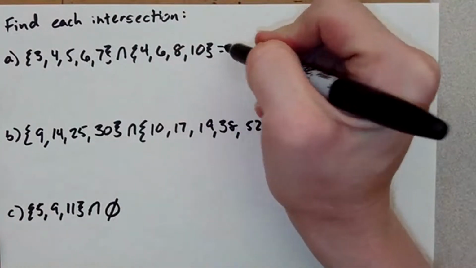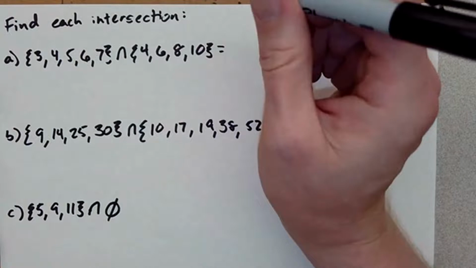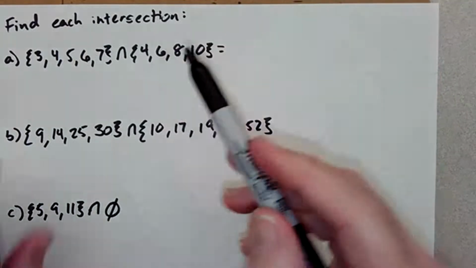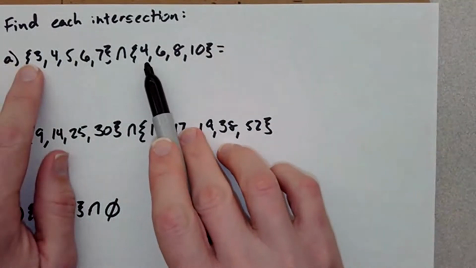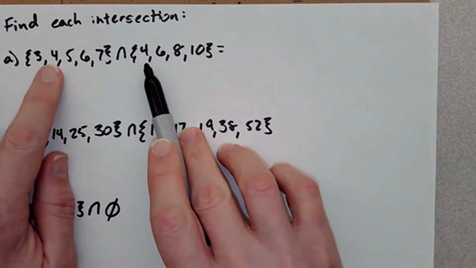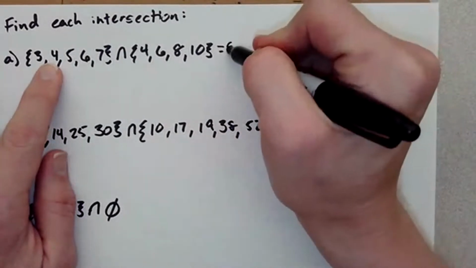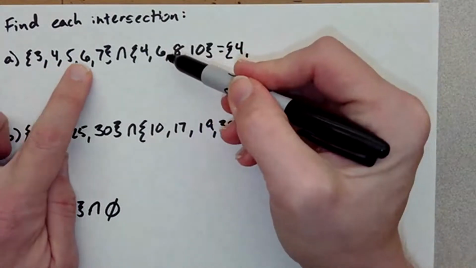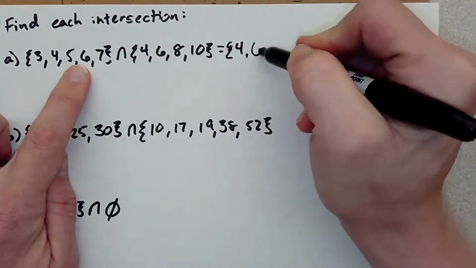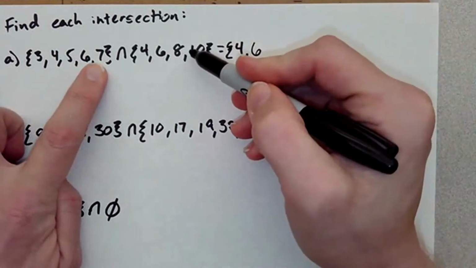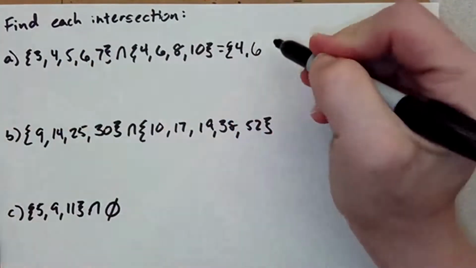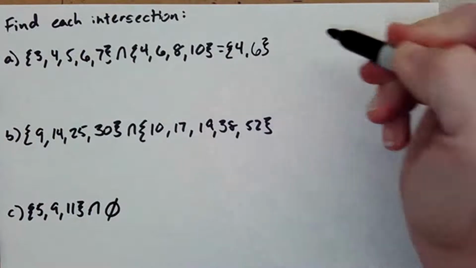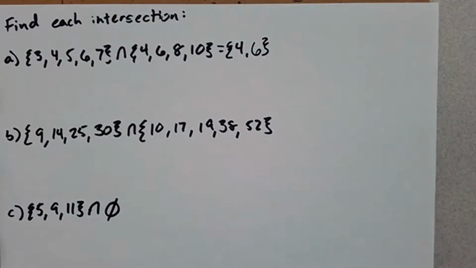So the intersection is every element that is in both sets. So we look and compare. 3 is not in the second set. 4 is in both sets. 5 is not in the second set. 6 is in both sets. 7 is not in the second set, and 8 and 10 are not in the first set. So our intersection is the set that includes 4 and 6.